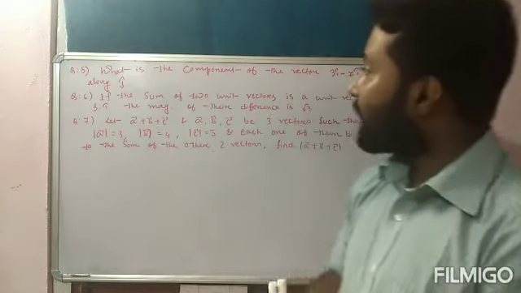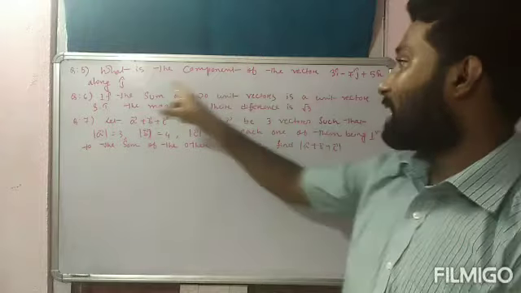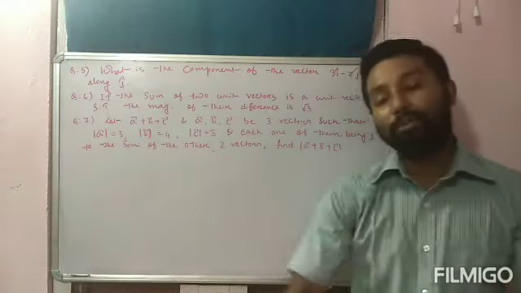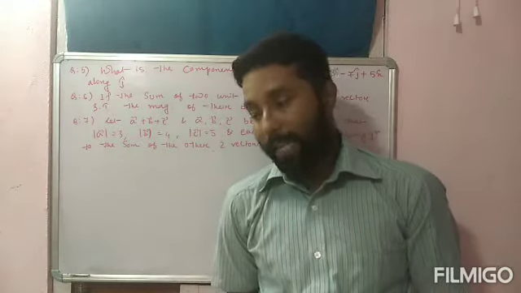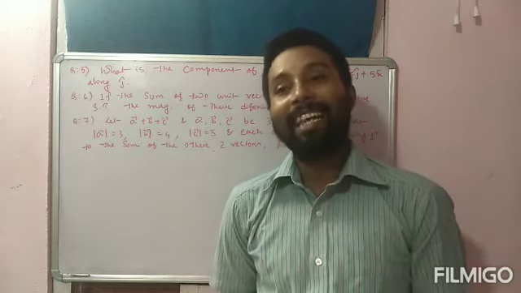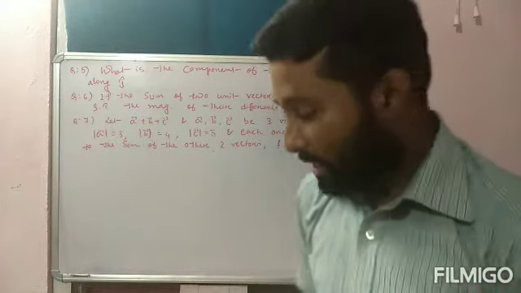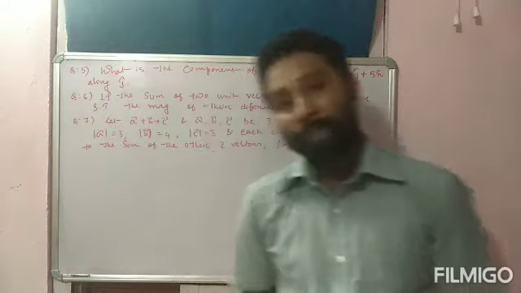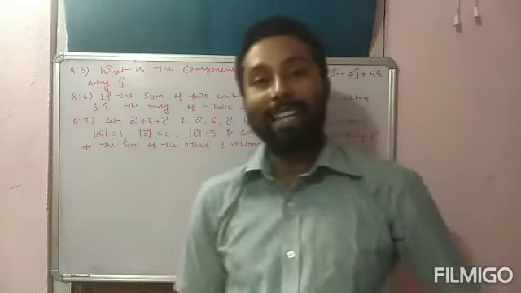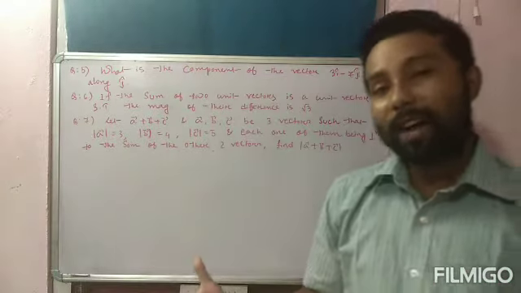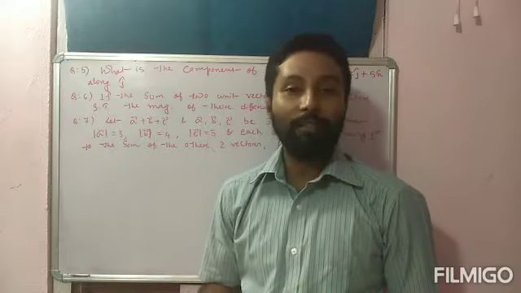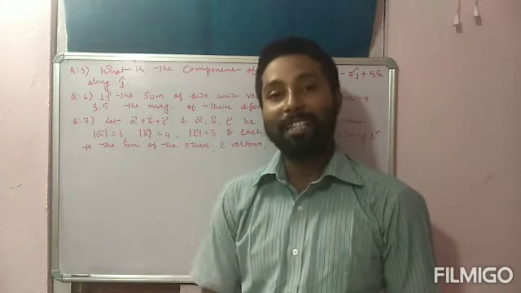So here it is asked the component of the vector along j cap. So how many types of components are there? There are 2 types of components, scalar components and vector components, right? Scalar means which have only magnitude, and vector means which have magnitude as well as direction, right?